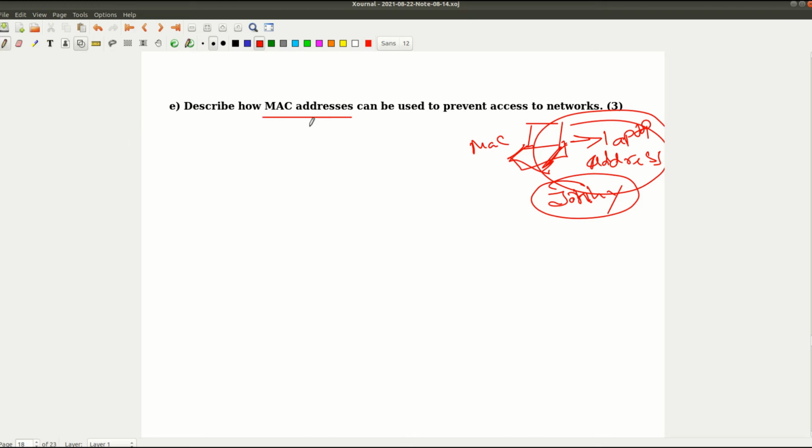So, describe how a MAC address can be used to prevent access to the internet. You can prevent access by putting a certain MAC address in a blacklist or whitelist. If you put it in the blacklist, they won't be able to access your website. But if you put it in the whitelist, they can access. So what happened?